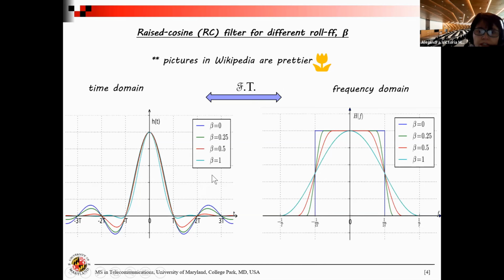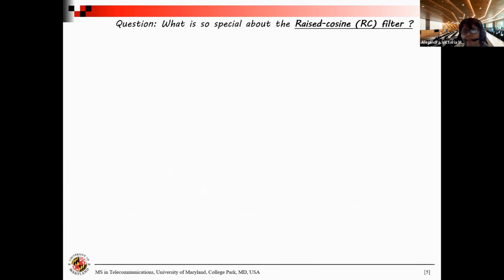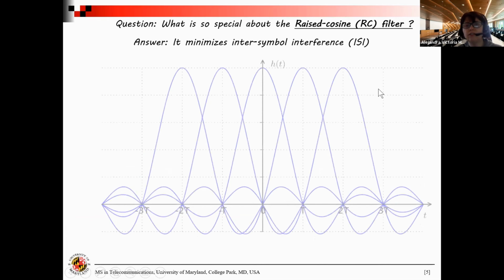For all of the betas, if you'll notice, the crossings are at 0. Can you see that? All the crossings are, excuse me, not at 0. The crossings are at the symbol interval, right there. All of them are 0. And you might wonder, why do I keep repeating that and emphasizing it? Well, what is the point? What is the advantage? What's so special about the raised cosine filter? The answer is it minimizes intersymbol interference.